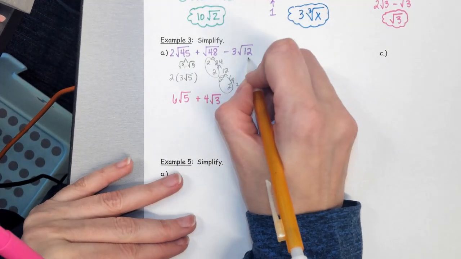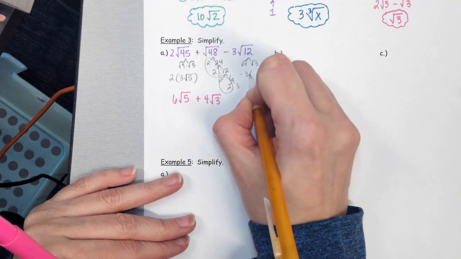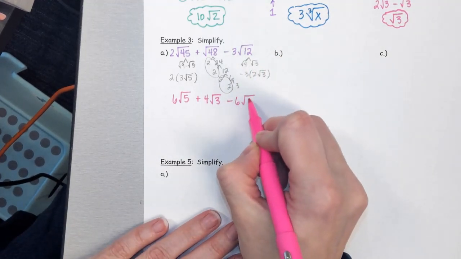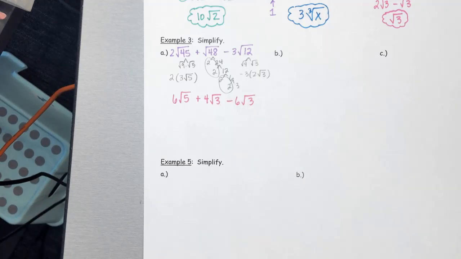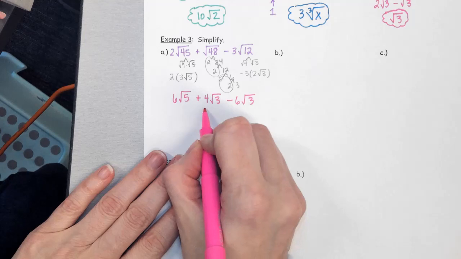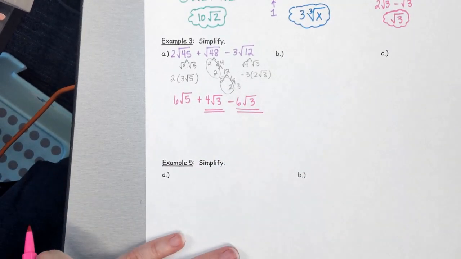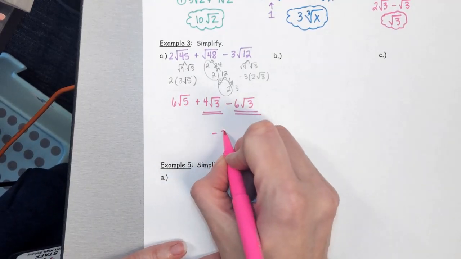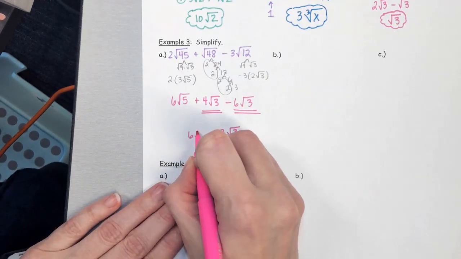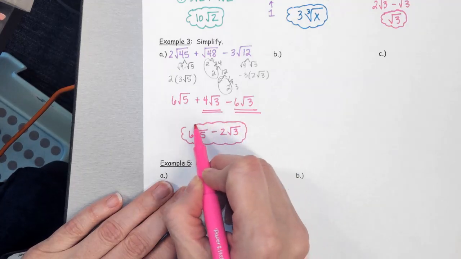And then for 12, we know that's root 4 times root 3. So it's negative 3 times 2 root 3. So we should have negative 6 root 3. Now you can only combine your like terms, same radicand and same index. So 4 root 3 and negative 6 root 3, you can combine those. 4 minus 6 is negative 2 root 3. And then the 6 root 5 can't be combined. So this would be your final answer.